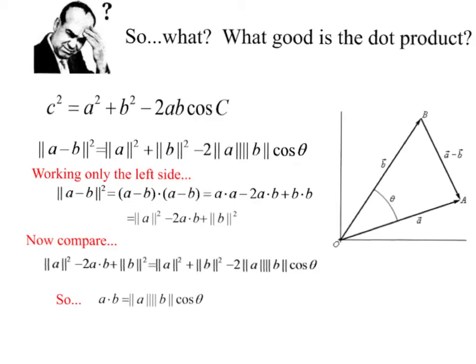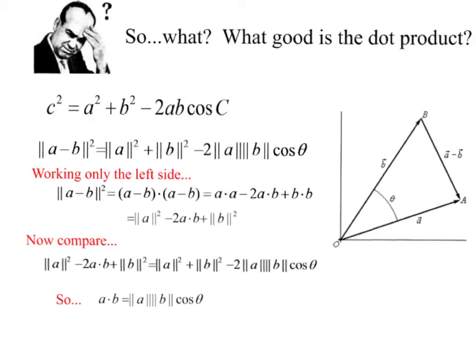Okay? Now I started only working on the left side. We've discovered that magnitude squared is the same as dotting something with itself, right? Well, this is a dot a minus 2 a dot b plus b dot b, if you multiplied it out. Well, a dot a is magnitude squared, and b dot b is magnitude squared.